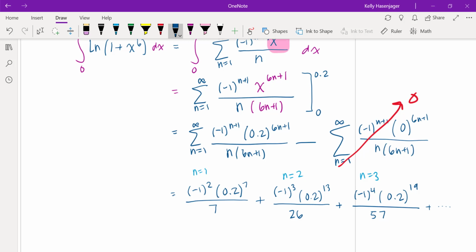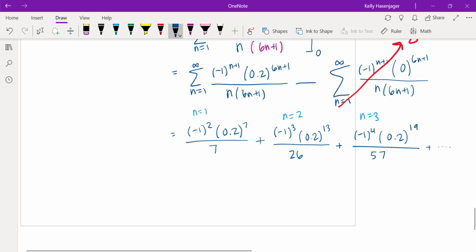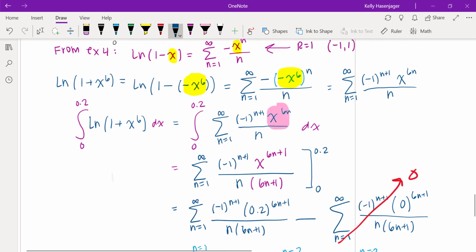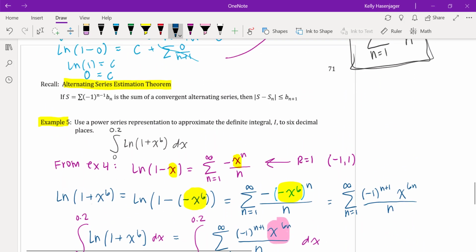And then I feel like we're just going to evaluate these and see if we have enough. If not, we'll go back and add more terms. Okay, so this is where this estimation theorem comes up. So let me scroll up slowly so we don't get dizzy.